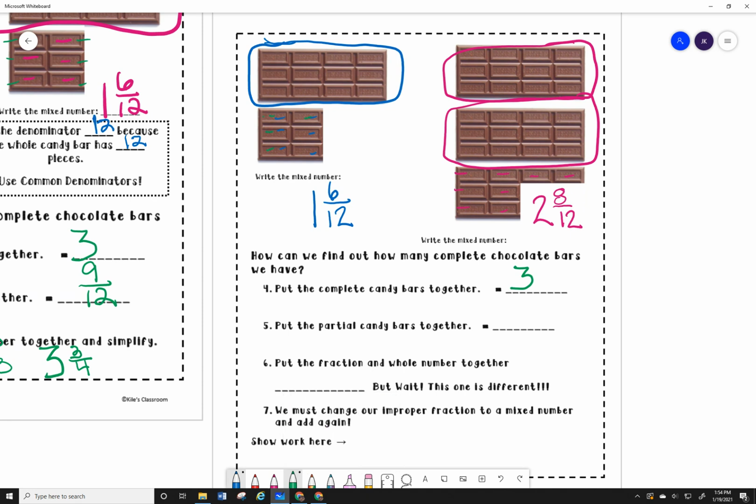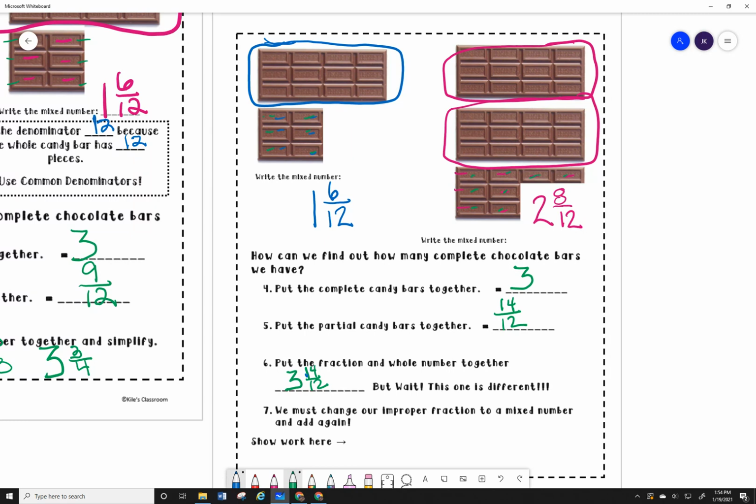1, 2, 3, 4, 5, 6, 7, 8, 9, 10, 11, 12, 13, 14. 8 plus 6 is 14, so I have 14 out of 12 pieces. So let's put those together, and I have 3 and 14 twelfths.